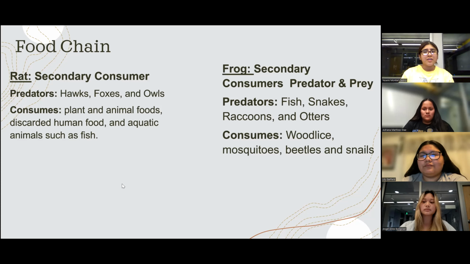And for the frogs, they are also secondary consumers. They are predator and they are prey. Their predators are fish, snakes, raccoons, and otters, and they consume woodlice, mosquitoes, beetles, and snails.